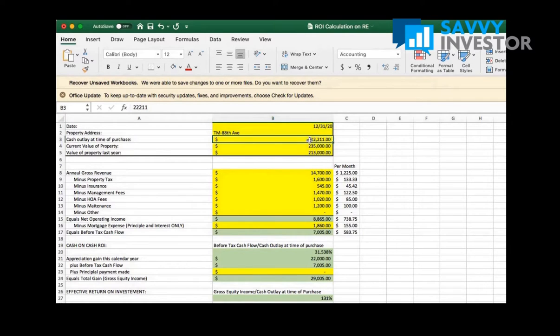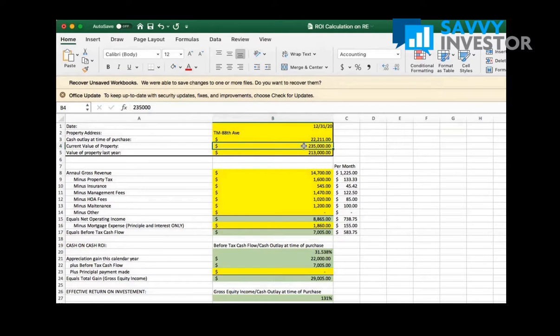I outline, okay, what was my cash outlay at the time of purchase, which in this scenario was $22,211. The current value of this property is $235,000. I take that opportunity at the end of the year to calculate the actual market value of the property. For me, I tend to be a little conservative in this, particularly in a very robust market like this, where a lot of times you're seeing double-digit appreciation. I'll look at what I could sell it for on the market, and I'll pull it back just a little bit, just because I am more of a conservative investor, but that will be what you feel comfortable doing.